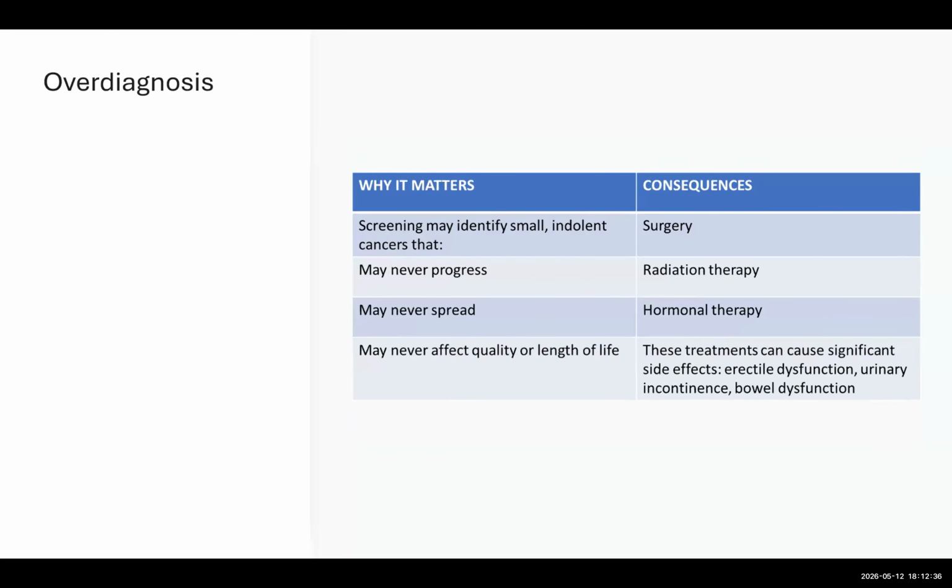So, overdiagnosis, why does it matter? Screening for prostate cancer may identify small indolent cancers that may never progress, may never spread, may never affect quality or length of life. And some of the consequences of overdiagnosis, again, we have surgery, unnecessary radiation or hormonal therapy. And these treatments in themselves can cause significant side effects as well, such as erectile dysfunction, urinary incontinence, and bowel dysfunction.